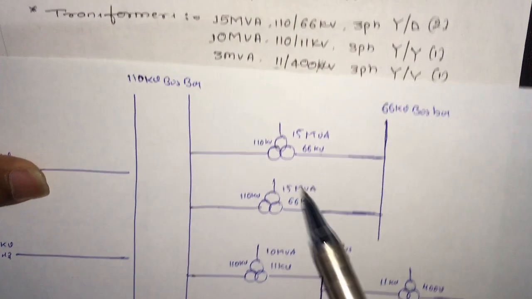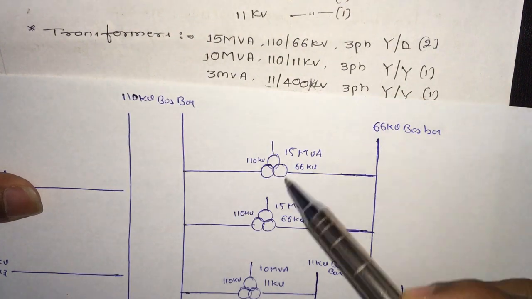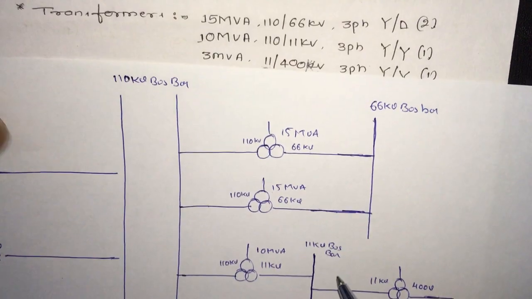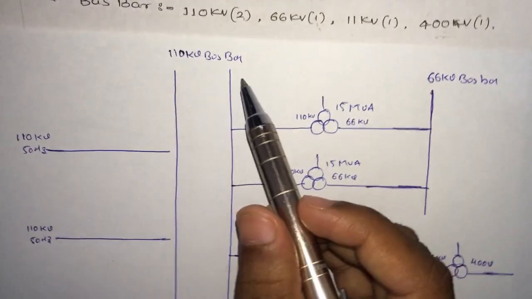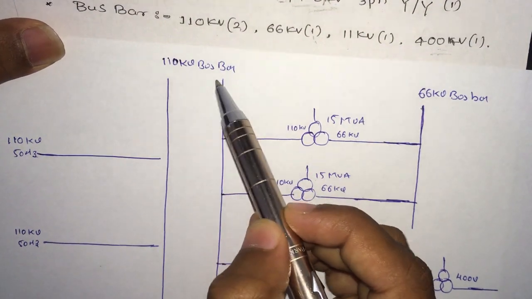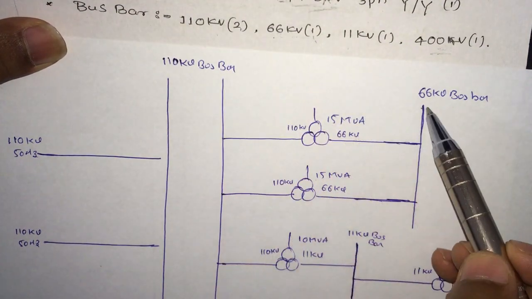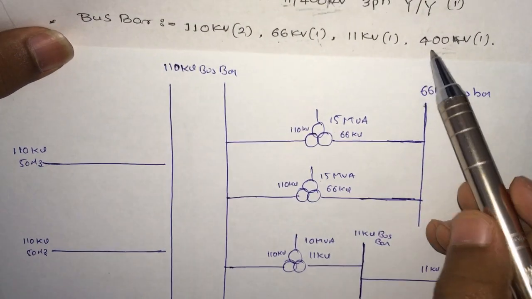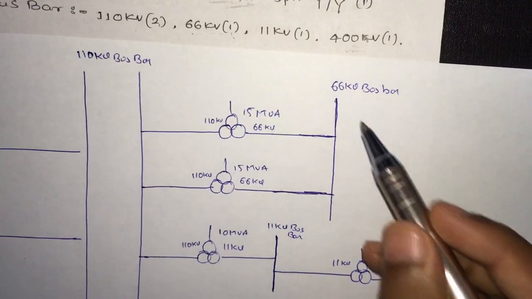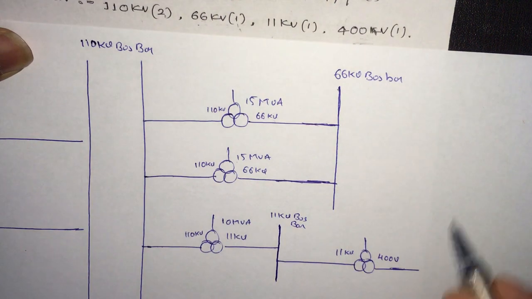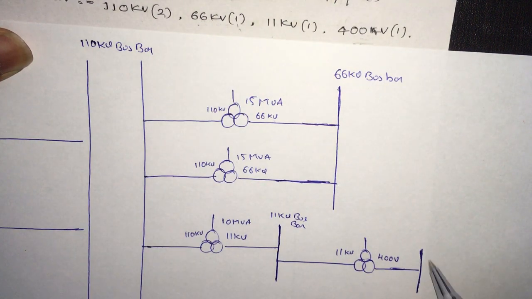Okay, now we have drawn all the 4 transformers. 2 plus 1 plus 1, 1, 2, 3, 4. 4 transformers are complete. Now we can see the number of bus bars: 110 kV 2, after that 66 kV 1, after that 11 kV 1, and we are left with 400 volt. Do we have a 400 volt line now? Yes, we are having a 400 volt line. We can use this bus bar now. 400 volt bus bar.